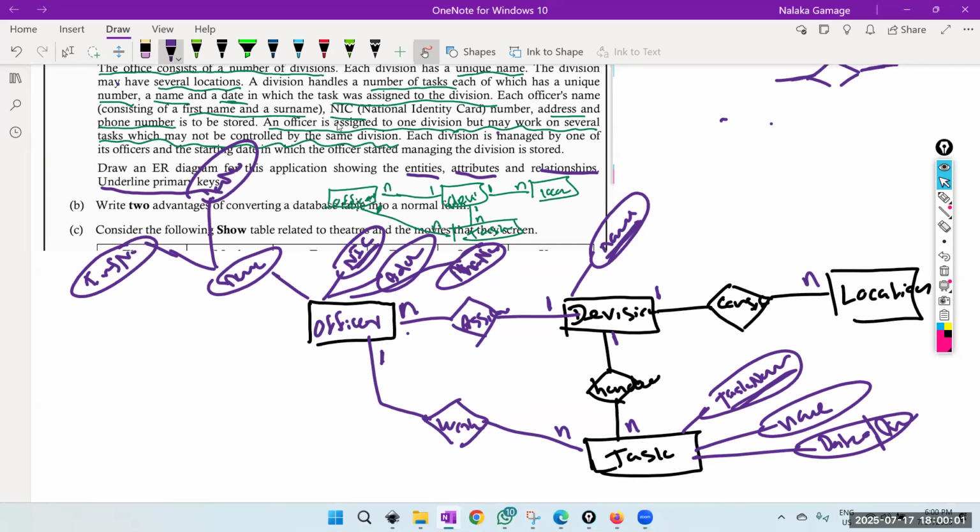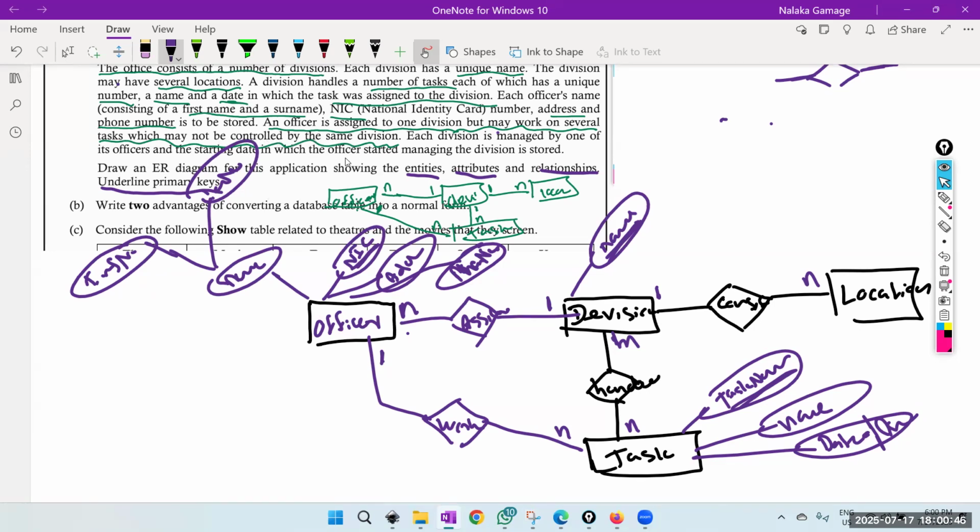Officer is assigned to one division but may work on several tasks which may not be controlled by the same division. That means one task can be controlled by many divisions. So therefore, I'll go for M to N. I just change it to M because maybe that task is related to multiple divisions. And obviously, one officer can work on many tasks. I don't know whether one task can be handled by many officers also. It says may not be controlled by the same division.